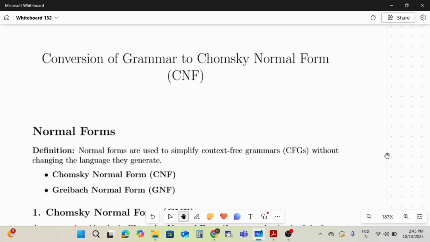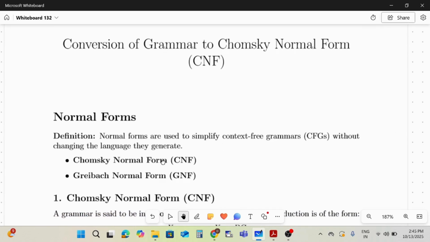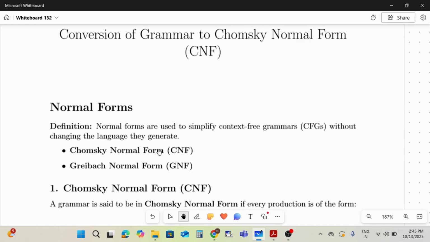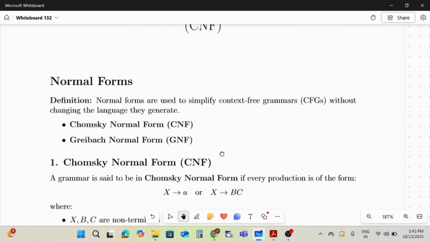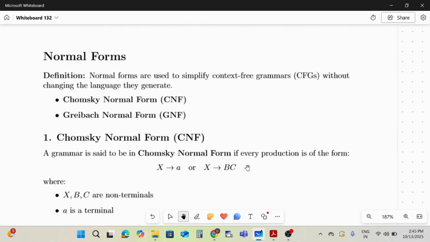Hello everyone, in this video let us try and understand the conversion of grammars to Chomsky normal form. So let us try to understand what a normal form is. The definition is: normal forms are used to simplify context-free grammars without changing the language they generate. Chomsky normal form and Greibach normal form are the two different normalization forms. So let us see what Chomsky normal form is.